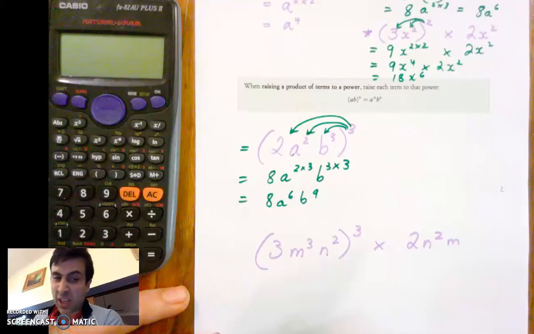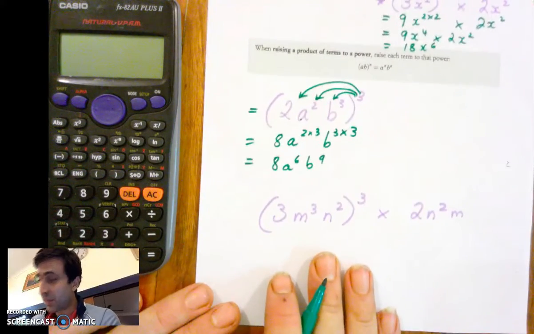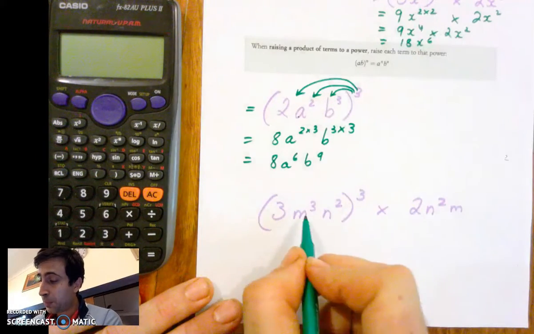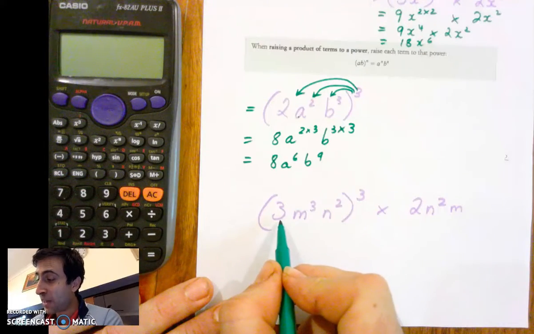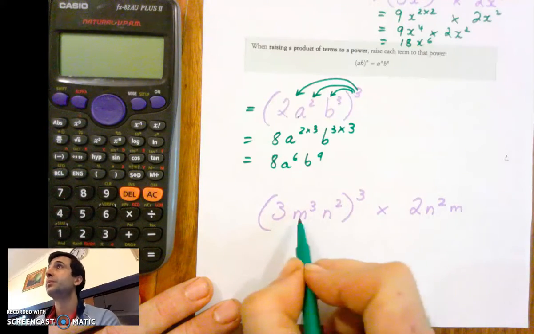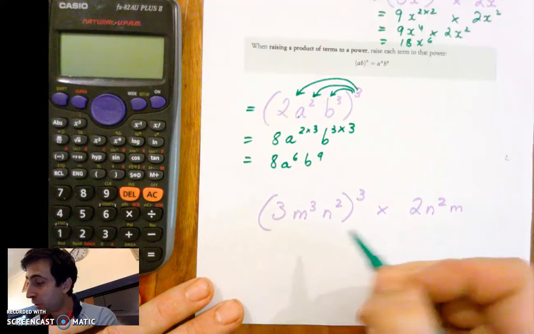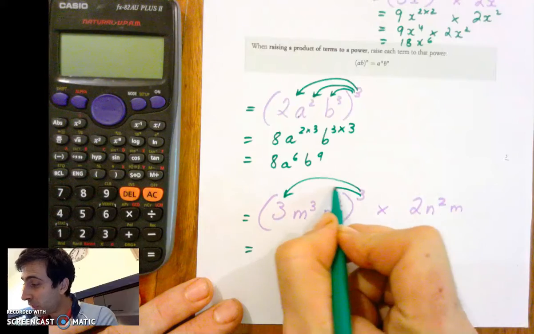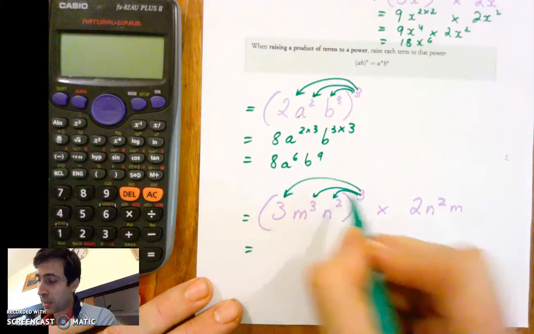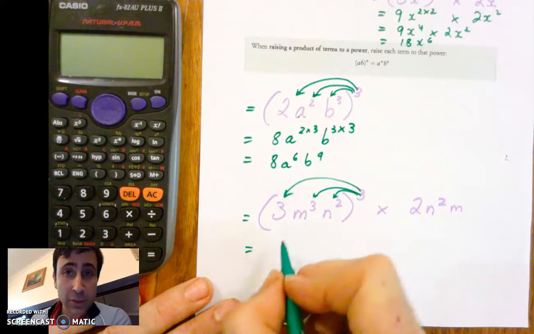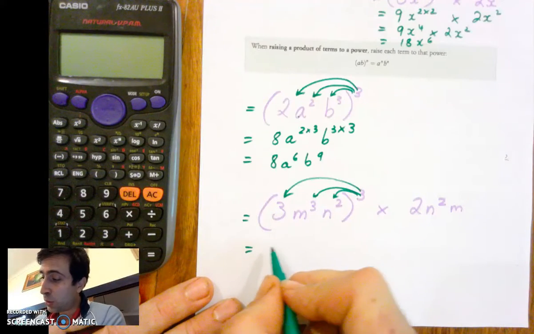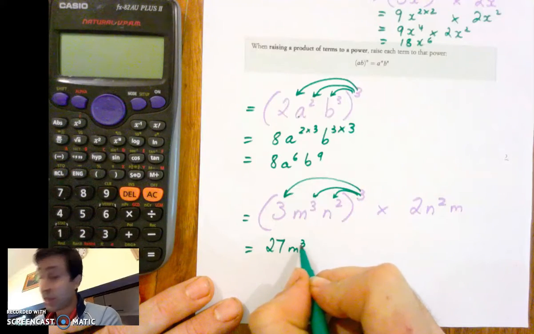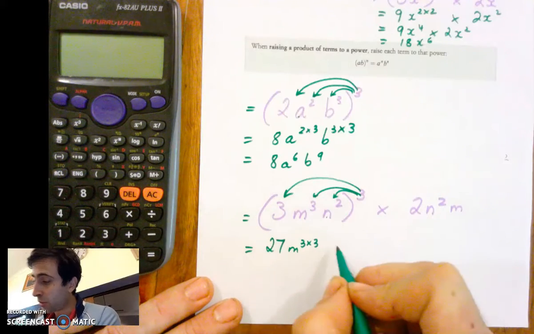And I've done another cheeky one down the bottom. I've written in one that's exactly the same as the one up in the earlier rule, but instead I've made it multiple terms. So that's the same as saying 3 cubed, m cubed cubed, and n squared cubed. So 3 cubed is just 3 times 3 times 3, which is 27. m cubed cubed is just the same as saying m to the 3 times 3. n squared cubed is n to the 2 times 3.